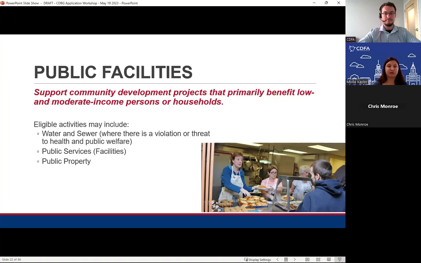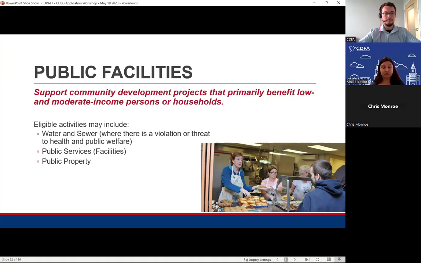But for some, and I want to note that for some of these projects under public facilities, match funding is required, which we'll talk more about. For others, match funding is not required. And so again, we'll talk more about that in a moment.